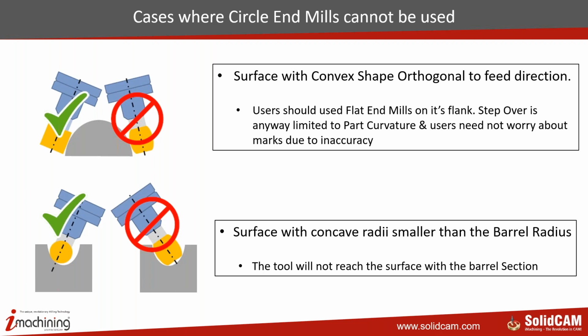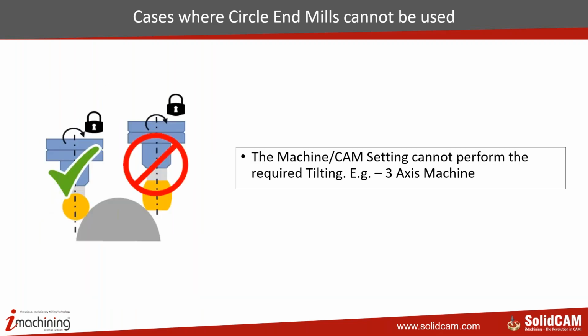In this case, again, the barrel tool does not offer you any significant advantage. In fact, they cannot machine at all. Another very important area where barrel tools cannot be used is if your machine itself is 3-axis, because barrel tools are effective only when you can tilt. And if you cannot tilt your spindle, you cannot tilt the tool, you effectively cannot use the benefits that they offer. So basically, these tools are a big no-no on a 3-axis machine.